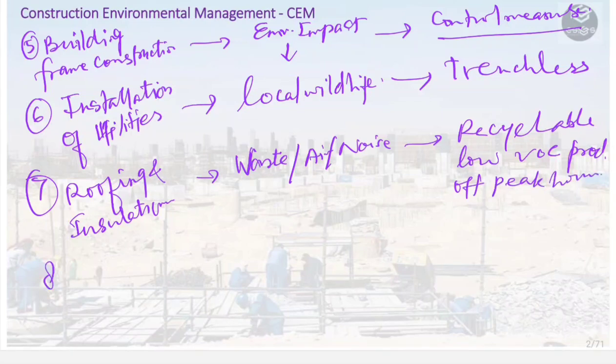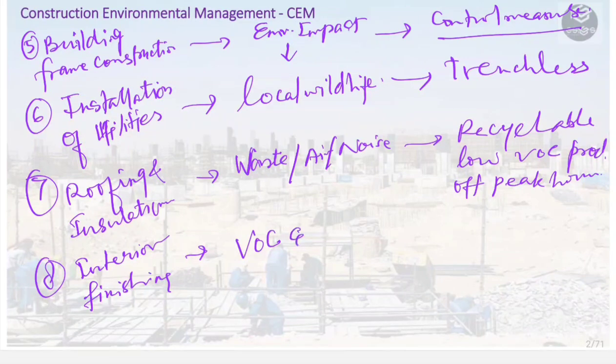Okay, the next is the activity about interior finishing. So what can be the environmental impacts? It will be like VOC emissions can reduce indoor air quality, impacting workers' health, and also waste generation, which may include hazardous material if not managed properly. Okay, so VOC emissions.